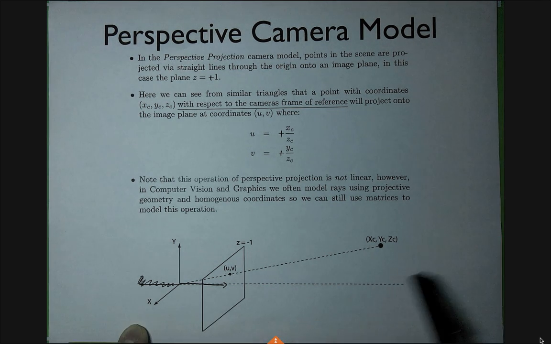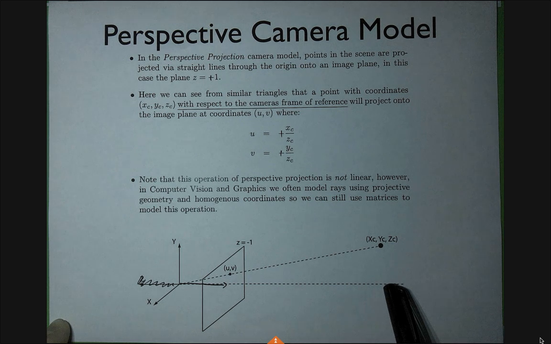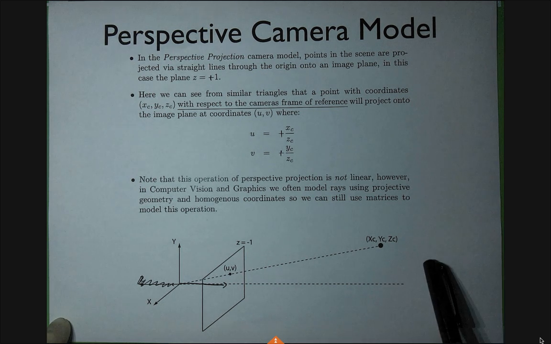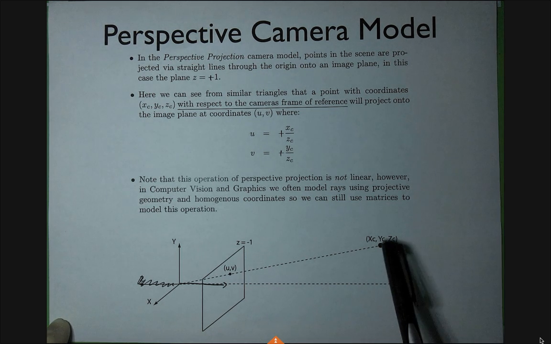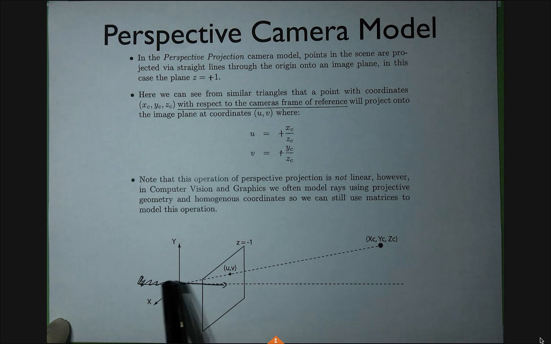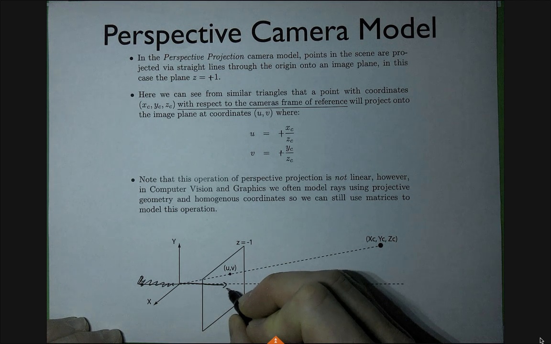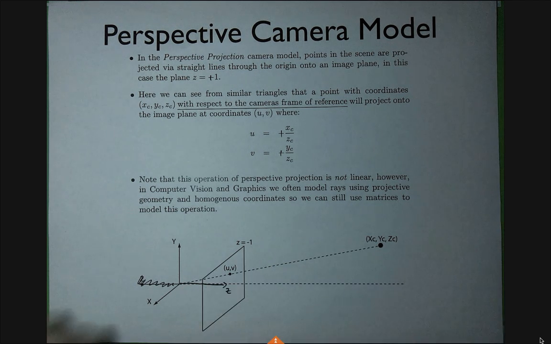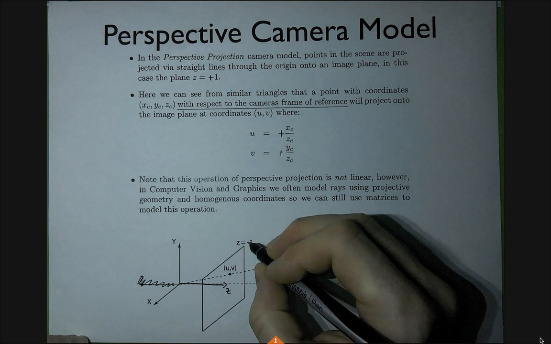So we are dealing with a 3D space, and we have some points in the scene, and we assume that the camera is located at the center of our coordinate frame. So this would be the z-axis, x-axis, and y-axis. And let's assume we have an image plane at z equal 1.